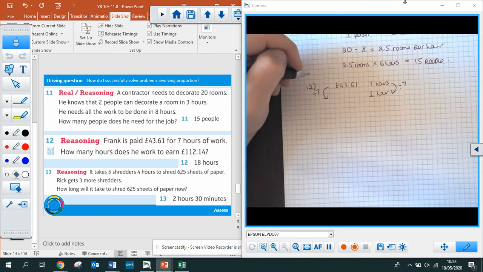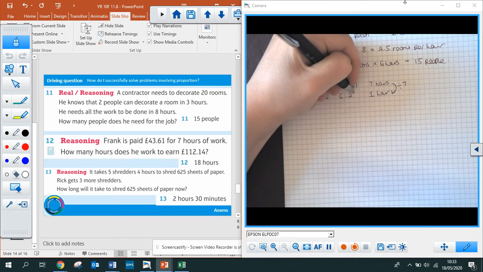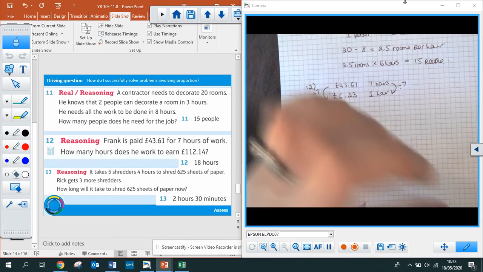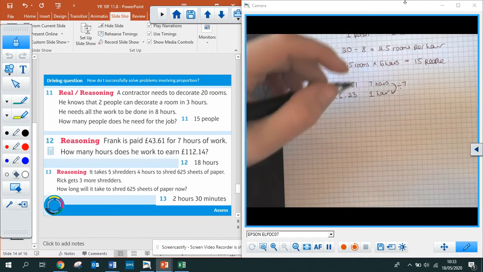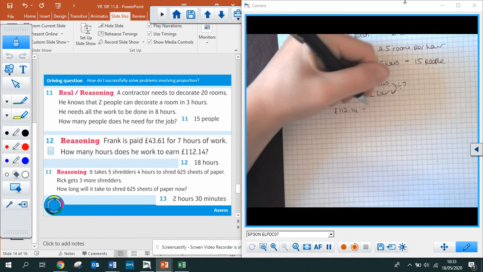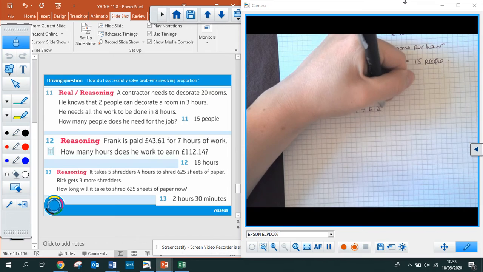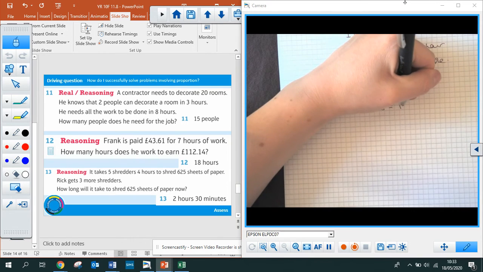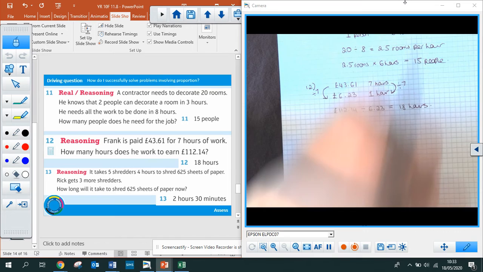Remember, you had a calculator for this one. And here you should get, let me just pop it in, £6.23 per hour. It says, how many hours does he need to work to earn £112.14? Well, we just need to do £112.14 divided by his hourly rate, and that will tell us how many hours he has to work. And that gives us 18 hours when you pop that in your calculator.